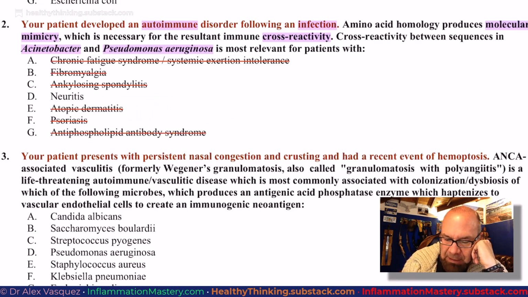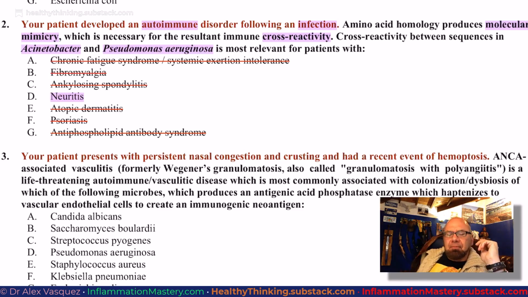So that leaves us with neuritis, or multiple sclerosis would be a really good answer as well. But Acinetobacter and Pseudomonas aeruginosa, especially Pseudomonas aeruginosa. Pseudomonas aeruginosa produces a protein that cross-reacts with myelin basic protein, and that's obviously one of the antigens in neuropathy and multiple sclerosis. So that's the correct answer.